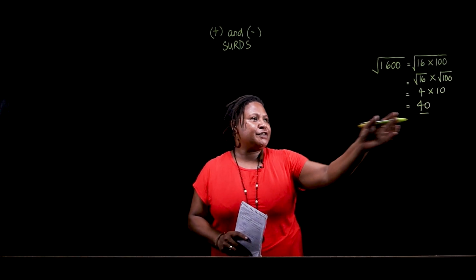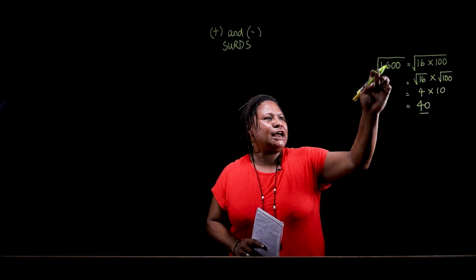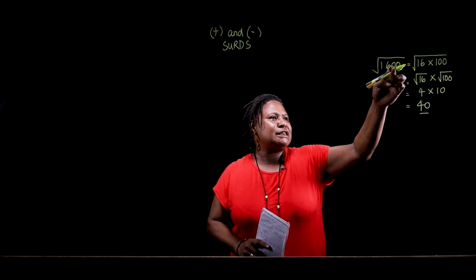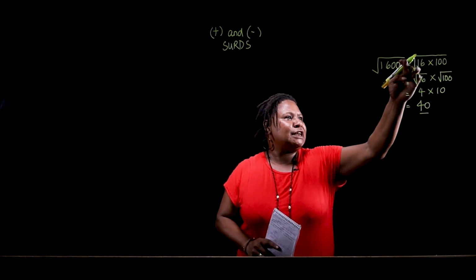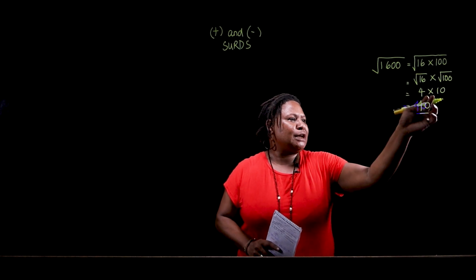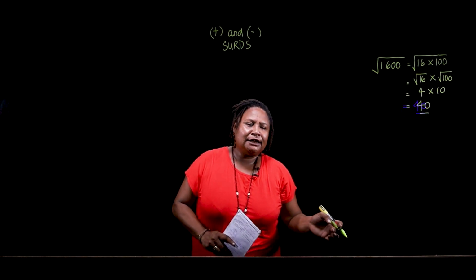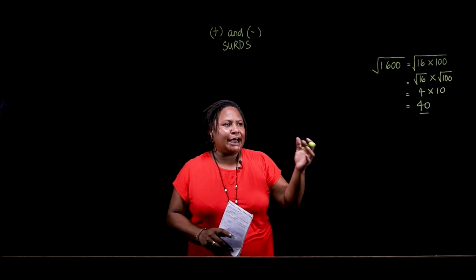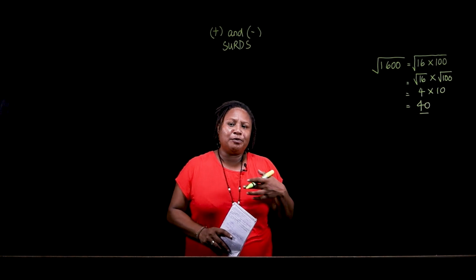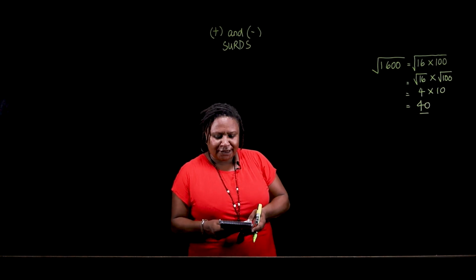So we've simplified the radical here, square root of 1,600, so that we find the root of this number, which is 40. This same idea we are going to be using when we add and subtract surds.